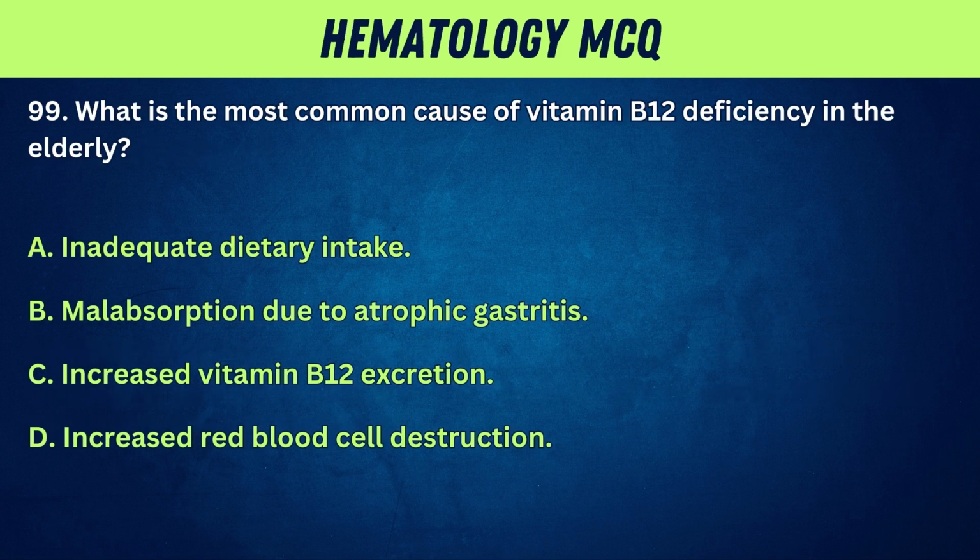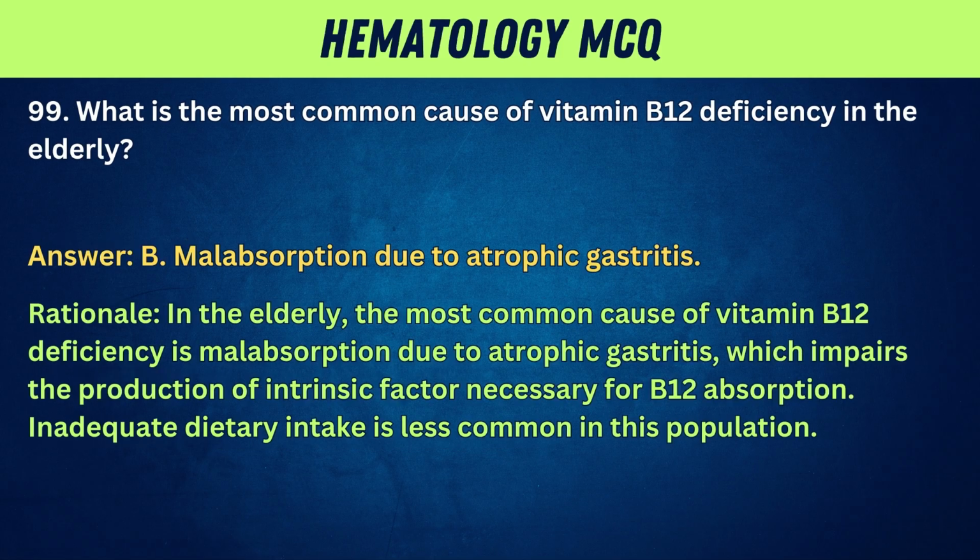99. What is the most common cause of vitamin B12 deficiency in the elderly? A. Inadequate dietary intake. B. Malabsorption due to atrophic gastritis. C. Increased vitamin B12 excretion. D. Increased red blood cell destruction. Answer: B. Malabsorption due to atrophic gastritis.